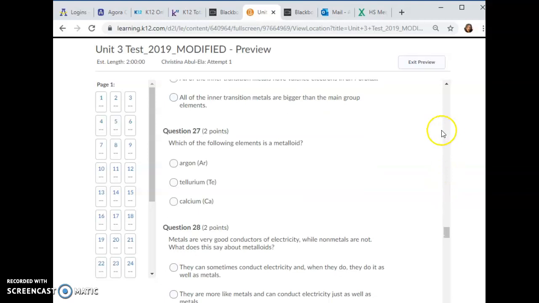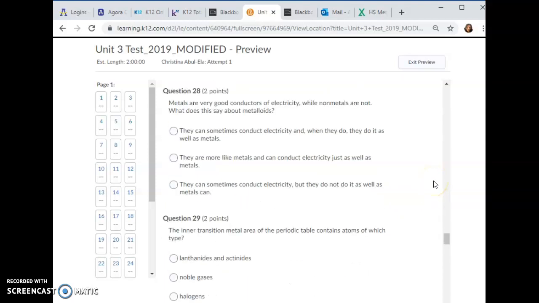Question 27. Which of the following elements is a metalloid? Argon, tellurium, calcium. Question 28. Metals are very good conductors of electricity while non-metals are not. What does this say about metalloids? They can sometimes conduct electricity, and when they do it as well as metals. They are more like metals and conduct electricity just as well as metals. They can sometimes conduct electricity, but they do not do it as well as metals can.